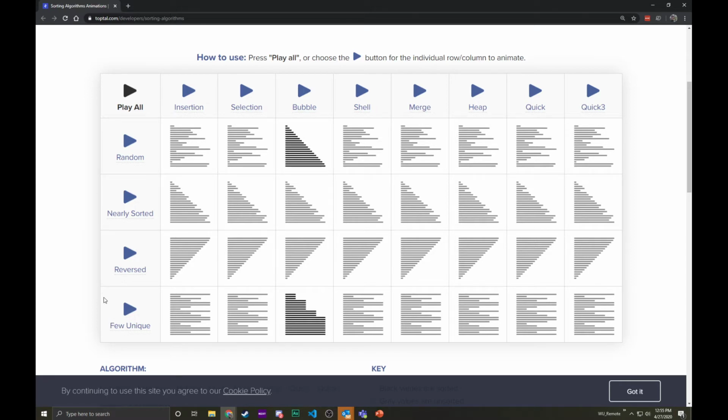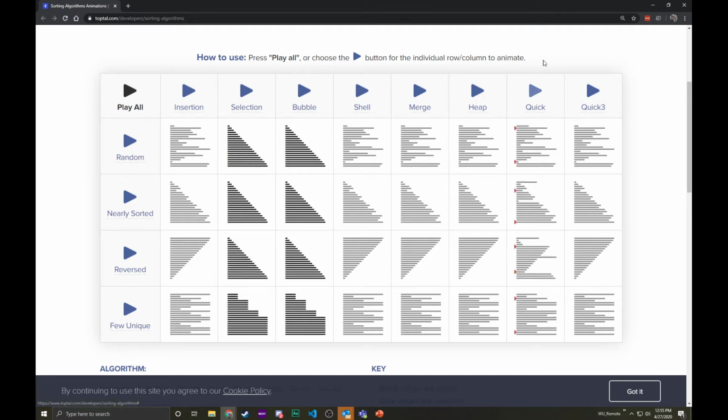Then reversed and nearly sorted are both going to be essentially best case or worst case for some of them. So it turns out bubble sort is just kind of terrible all around because, except for nearly sorted, it's going to end up doing all the same operations regardless of the randomness or non-randomness of the sort. Selection sort, we can see, is also equally as terrible. It's just not helpful.